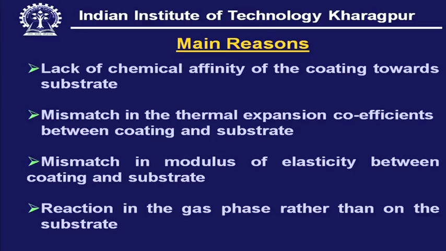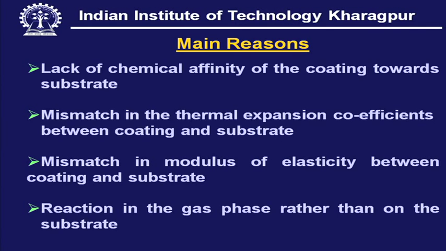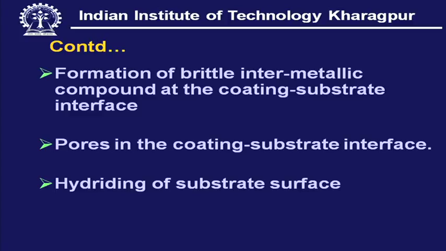It may be the mismatch of thermal expansion coefficient between the coating and the substrate. It is also the mismatch in modulus of elasticity between the coating and the substrate. However, we can also see the reaction in the gas phase rather than on the substrate can be one of the determining factors in getting an adhesive coating. Then it can also be formation of a brittle interface or intermetallic compound at the coating substrate interface. Now, pores in the coating substrate interface may also form, and that may also lead to poor coating surface adhesion.